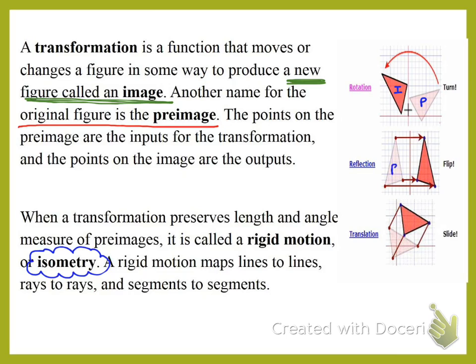Here's the pre-image and here's the image. Does it seem like the pre-image and the image are exactly the same size and shape and the only thing that's different is the orientation? Yes. And lastly, the translation. Here's the pre-image and here's the image. Does it seem like the pre-image and the image are identical in every way except for their position in the coordinate plane? Yes. So translation is another type of isometry.